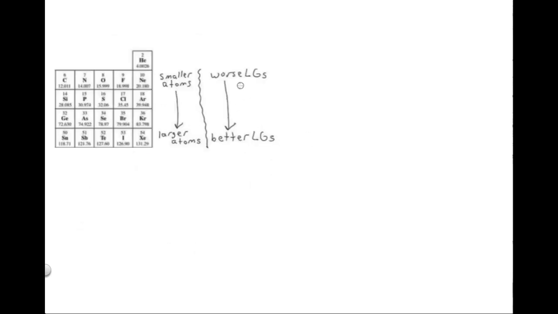Now that we've learned this trend for comparing leaving groups in the same column of the periodic table, naturally we should compare this to the trends for bases and nucleophiles that we learned about earlier in this video. So please pause the video and see if you can remember and write down what are the trends when you're comparing base strength and nucleophile ability for elements in the same column of the periodic table.